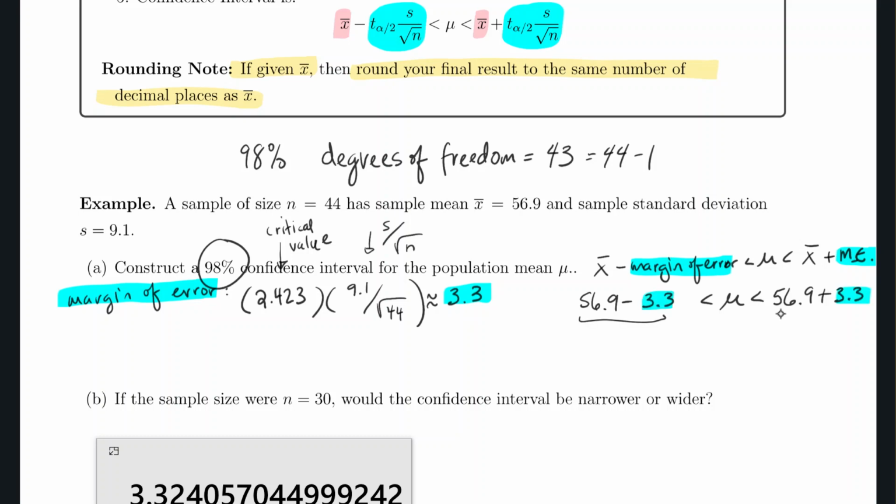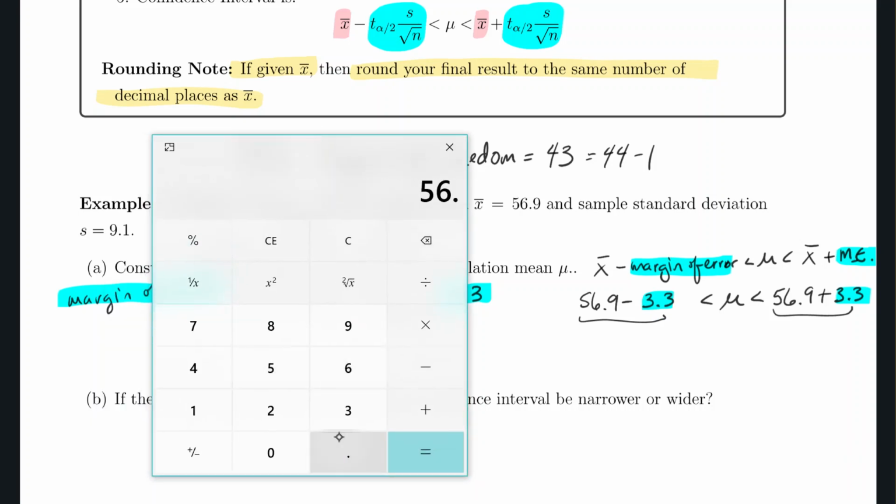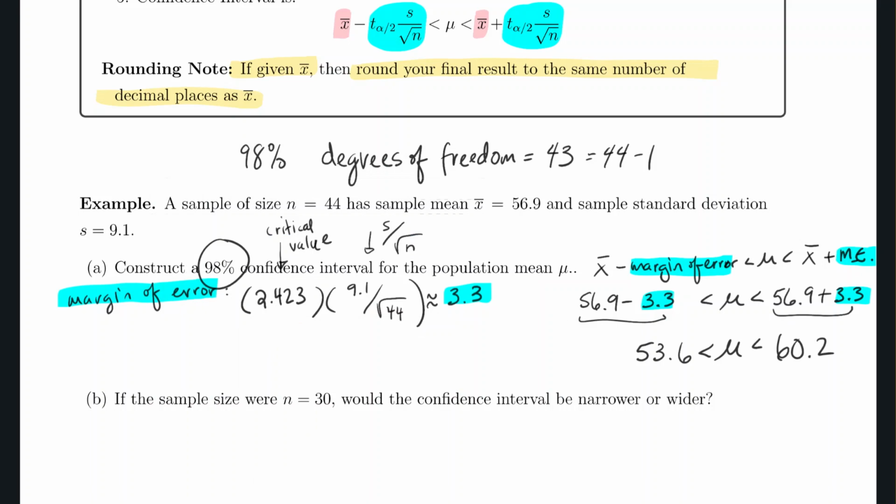Simplify both sides, type these into the calculator, and we get 56.9 minus the margin of error 3.3 gives me the value 53.6. Now add the margin of error to the mean of 56.9, and we get a value 60.2. And that is our confidence interval about the mean.